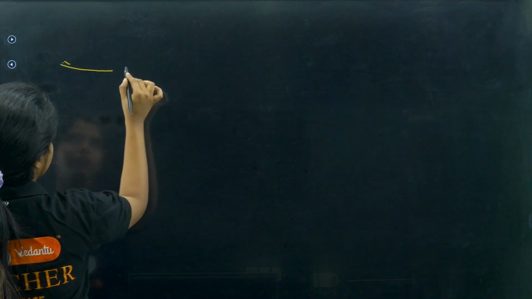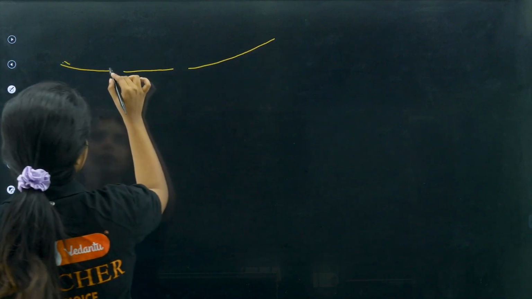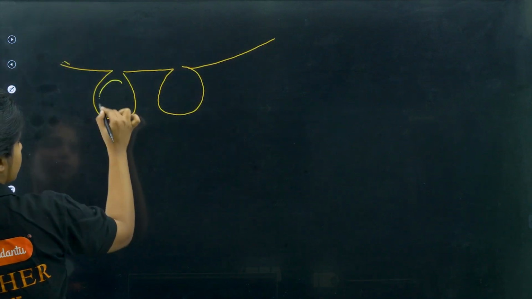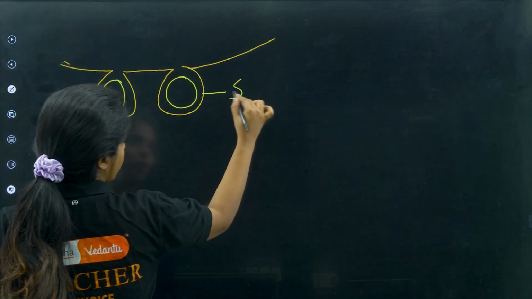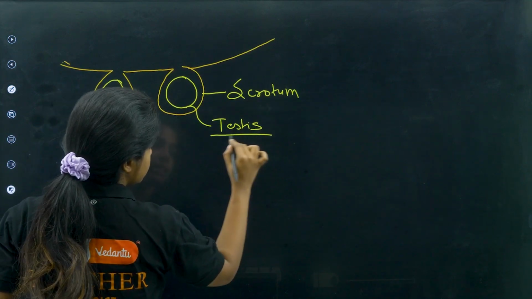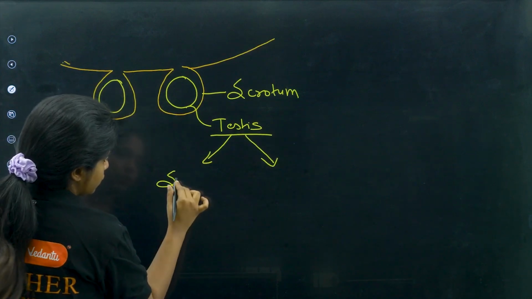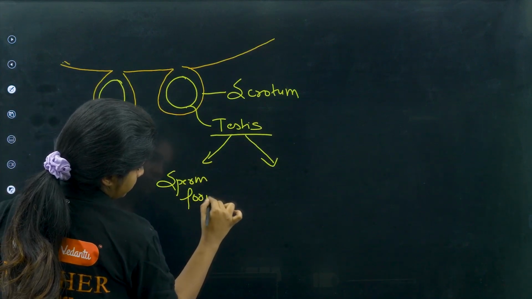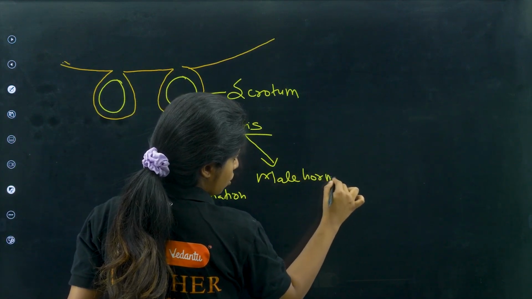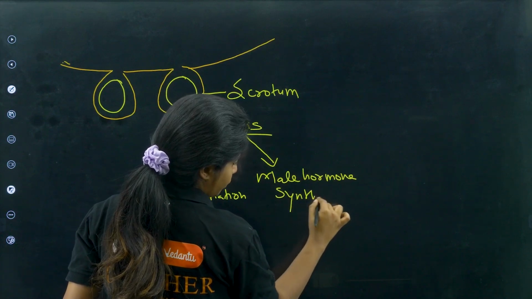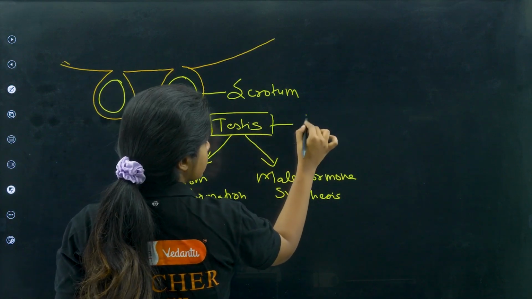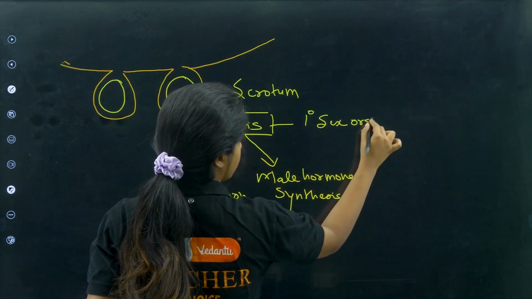So once more I have to make it, just give me a small time. This is the scrotum. This is the testis. And the testis is there for two very important functions: sperm formation and male hormone synthesis. Which is why the testis is known as the primary sex organ in the case of males.